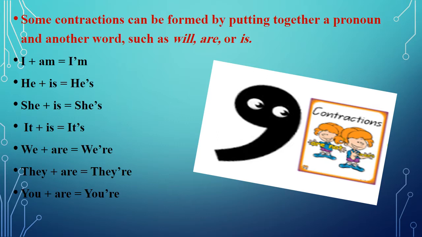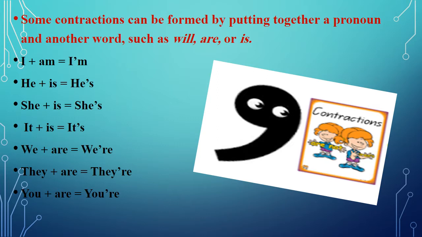Some contractions can be formed by putting together a pronoun. Do you remember the pronouns? He, she, it, I, we, they, you. And another word such as will, are, or is. So let's see together how these contractions are formed. I plus am.